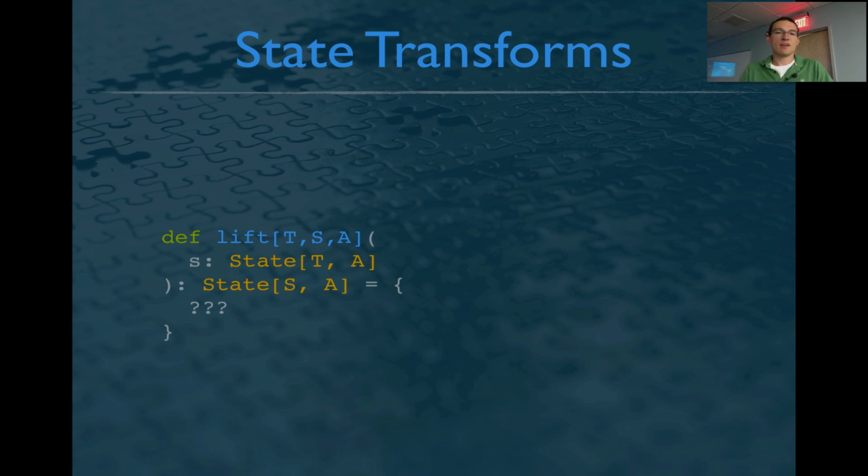Okay, so this is what we're trying to implement. Let's implement this function. We've got this lift, and given a state T of A, we want to return a state S of A.